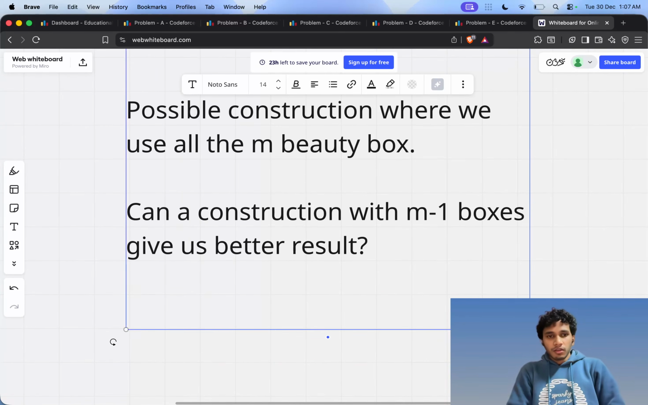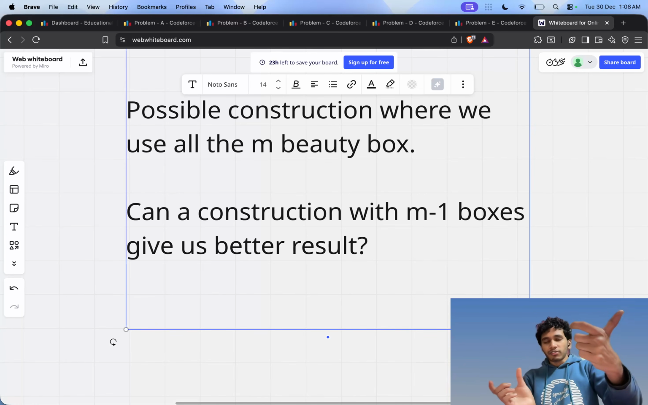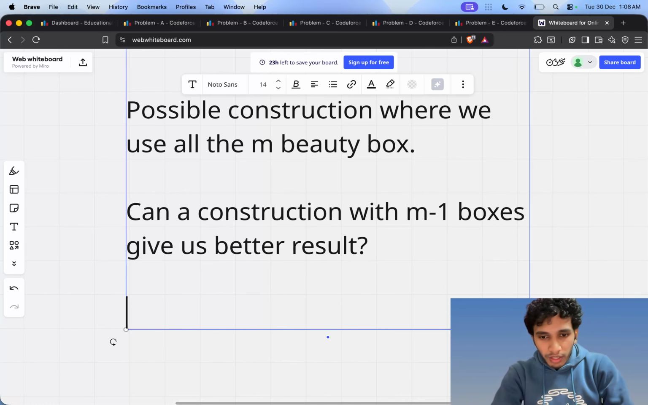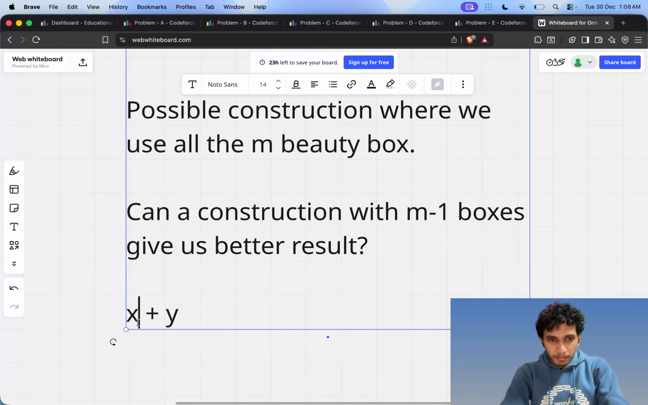Let's analyze. Let's say we do not use all the boxes to make our friends happy. We use m minus 1 boxes. So one of the boxes is left over and it requires coins to be made happy. Because total was x plus y, x were made happy using beauty and y were made happy using coins.